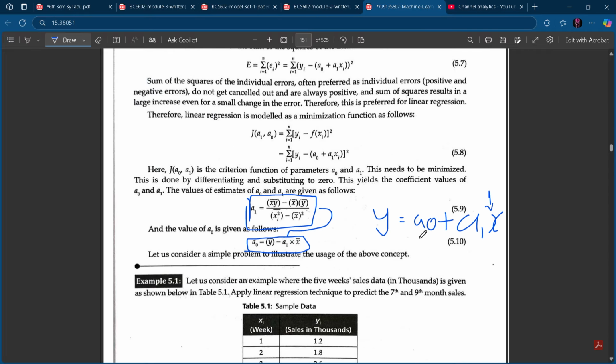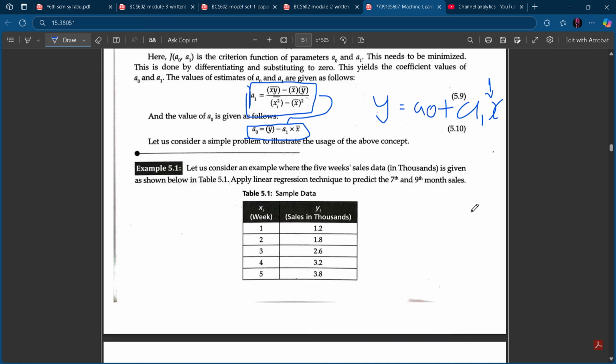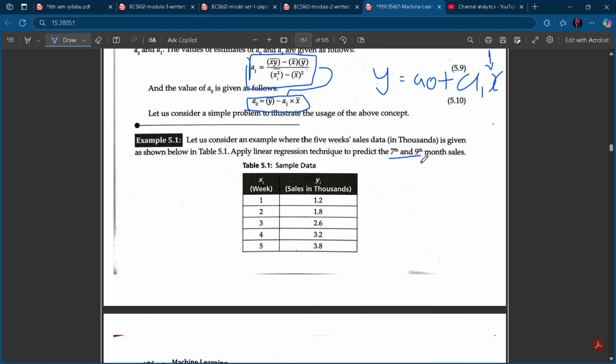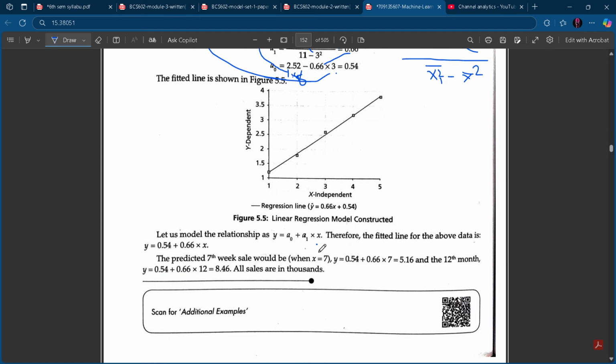y equals a0 plus a1 into x. a0 is 0.54, plus a1, 0.66, into the x values. What they have asked in the question is to find for 7 and 12, right? Just substitute 7 in the place of x. See here, 0.54 plus 0.66 into 7. You will get 5.16. For 12, instead of x, substitute 12. You will get 8.46.